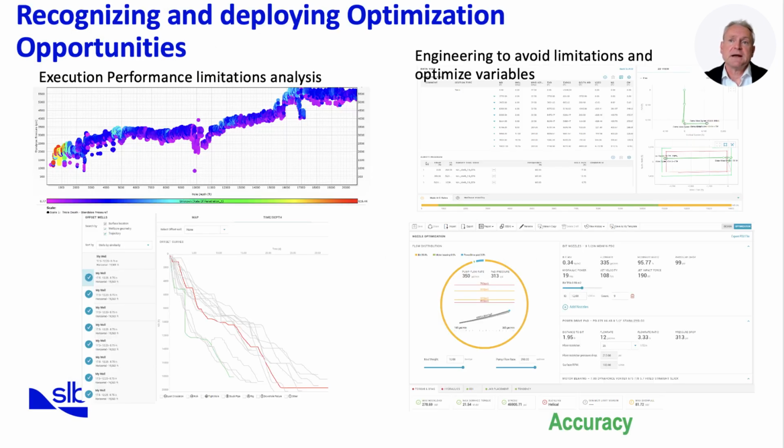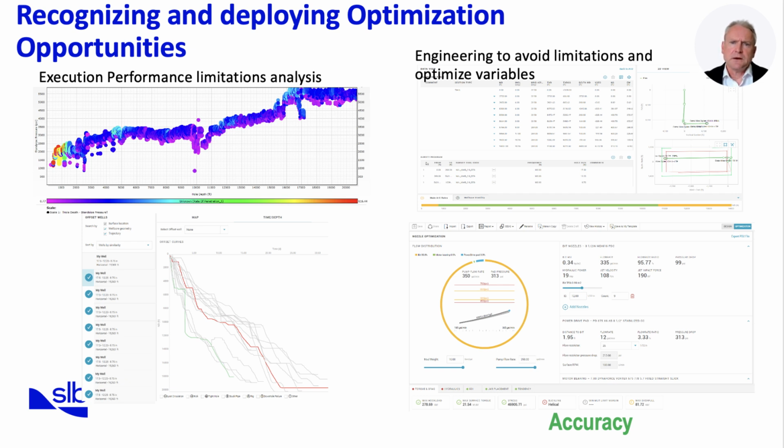Optimization begins with analyzing execution performance limitations. Every drilling system has inherent limits, whether mechanical, hydraulic, or operational. The first task is to identify where these limits appear, such as maximum rate of penetration due to bit wear, restricted mud circulation, or reduced tool accuracy at greater depths. Once limitations are defined, engineering methods can be applied to avoid or reduce their impact.